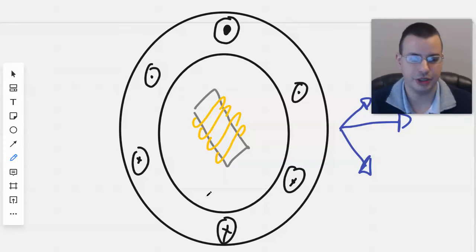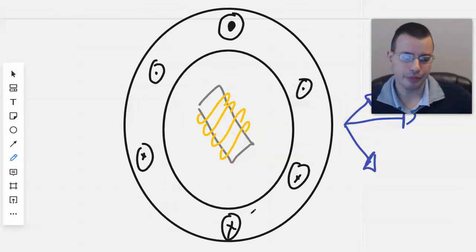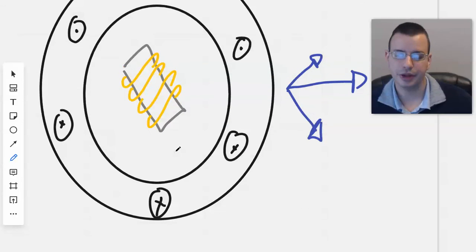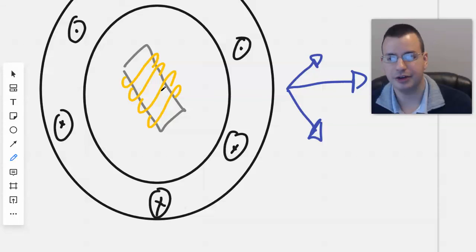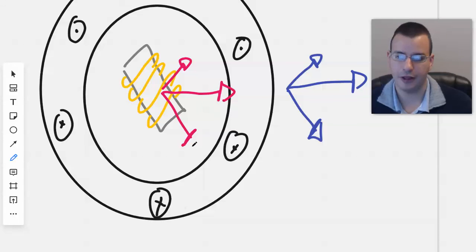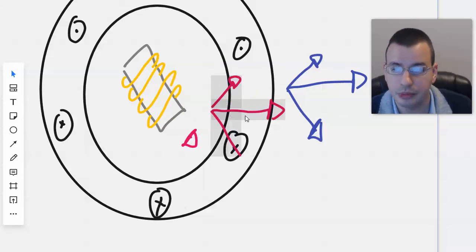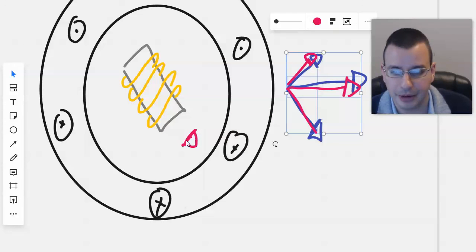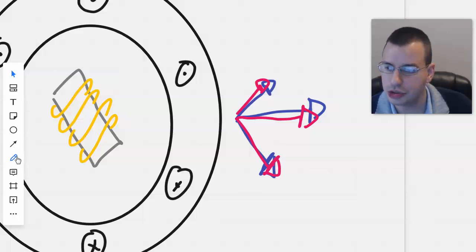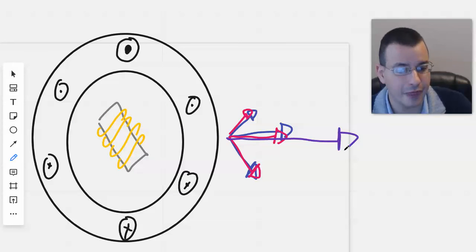Do red now. So now this one is going into the board, and it'll create a magnetic field going this direction. This one will create a magnetic field going that direction. This one will create a magnetic field going that direction. Move these over, overlap. And when you add up all these vectors, you get a magnetic field going strong in this direction.